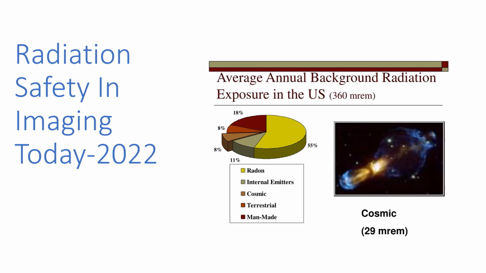The average background radiation that anyone receives is 360 millirems per year. And this is from radon, internal emitters such as potassium, cosmic radiation, terrestrial radiation, and man-made radiation.